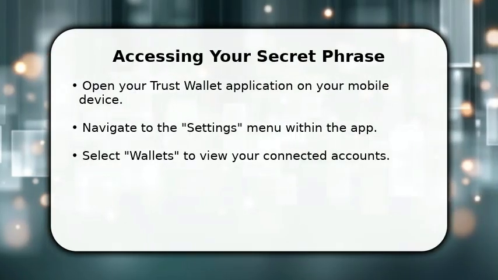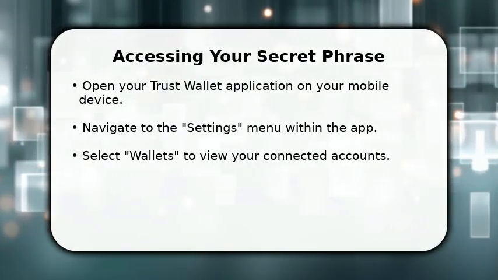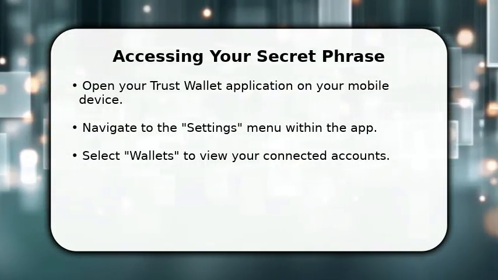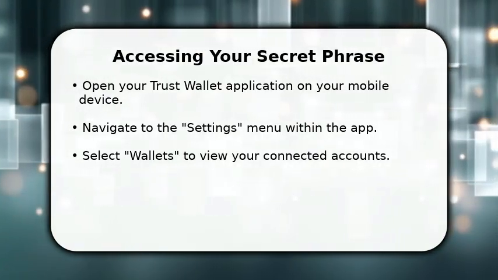In this video, I will explain how to get your secret phrase on Trust Wallet. First, open your Trust Wallet application on your mobile device. Once the app is open, locate and tap on the Settings icon, usually found in the bottom right corner.